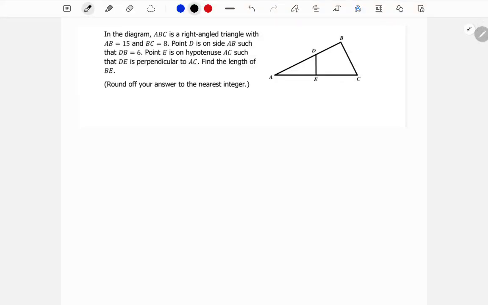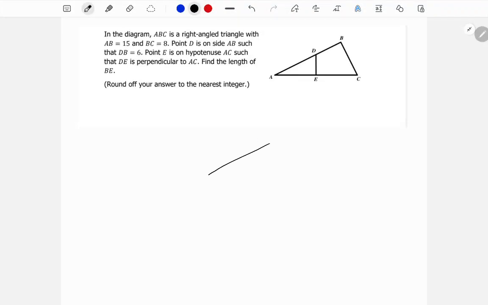So I found this very interesting geometry problem. It's taken from SASMO, which is a math competition for middle and high schoolers in Singapore. So let's see how this gets tackled.